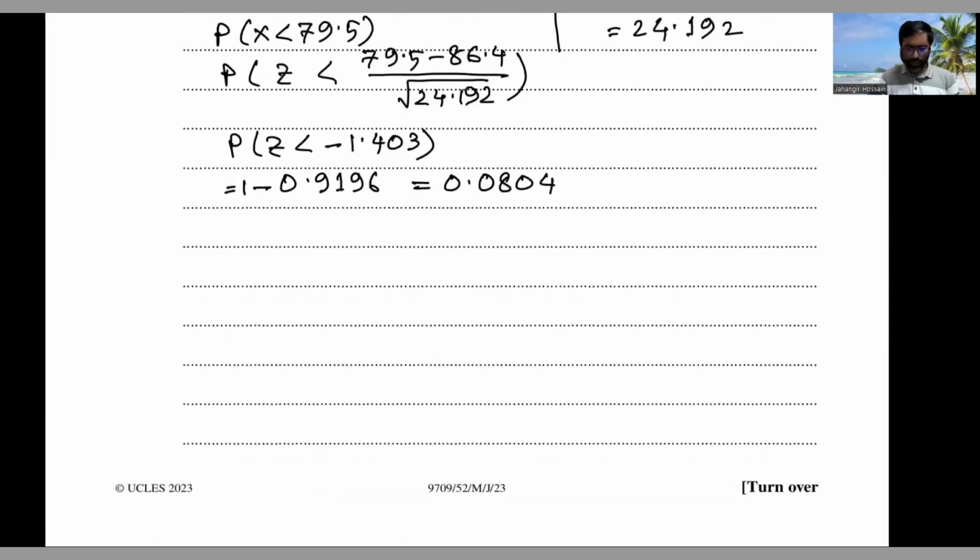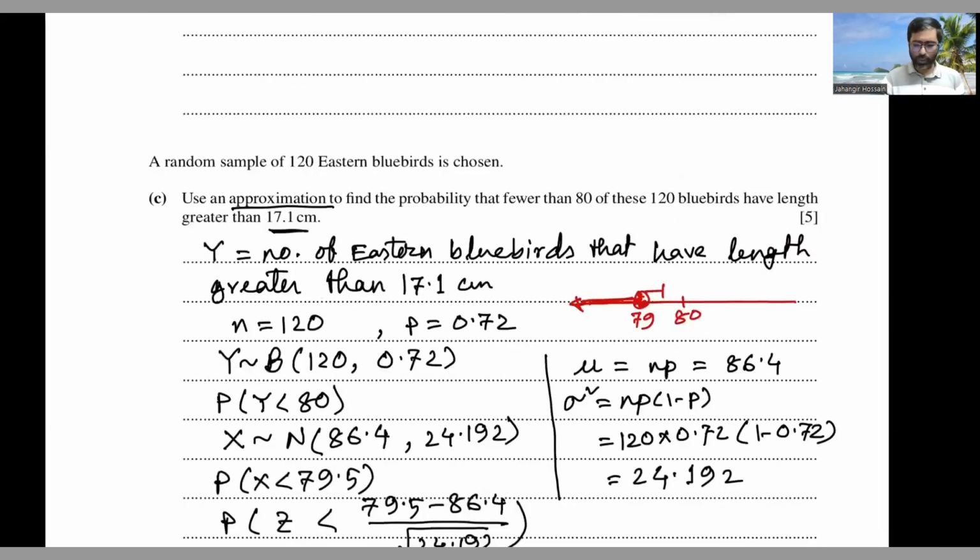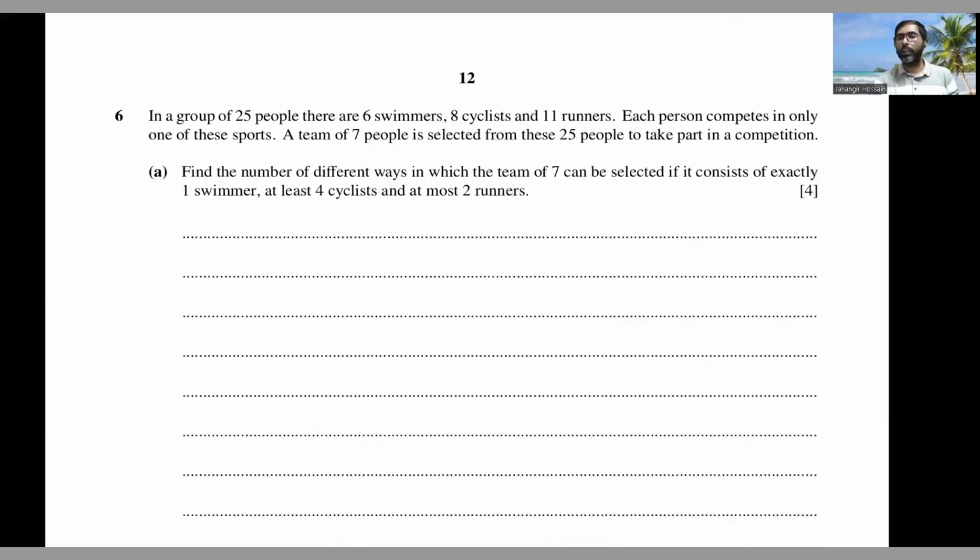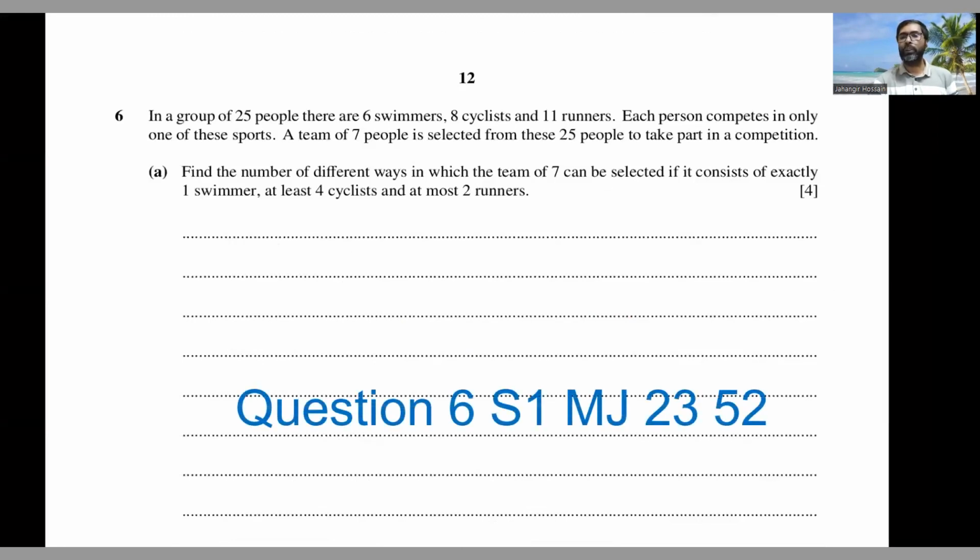And that's the end of question 5. Now let's move on to the next question, question 6, which is in fact the last question of this paper. In question 6, we have a group of 25 people, there are 6 swimmers, 8 cyclists, and 11 runners.